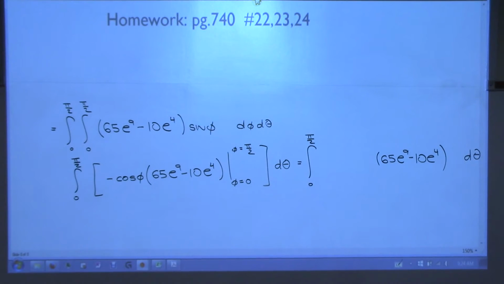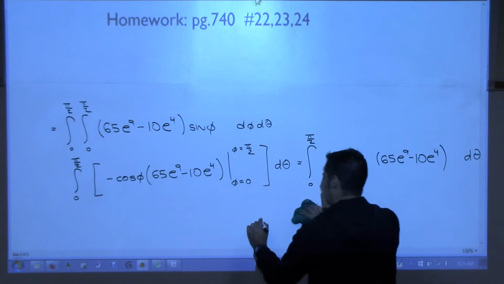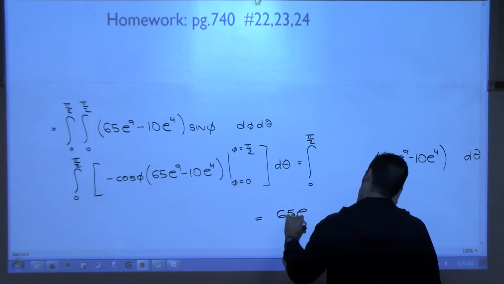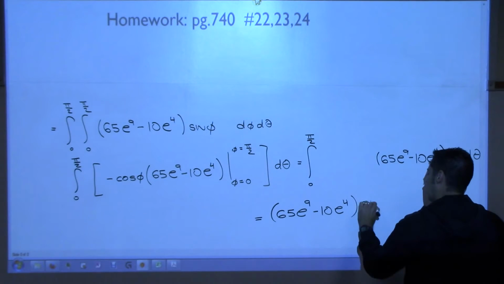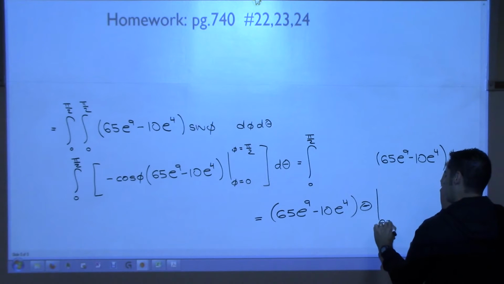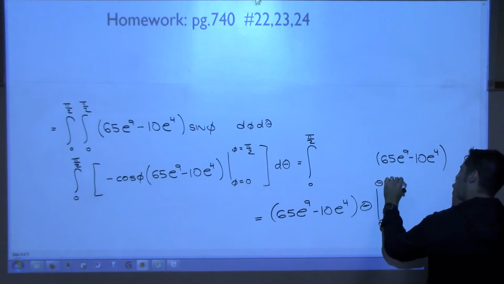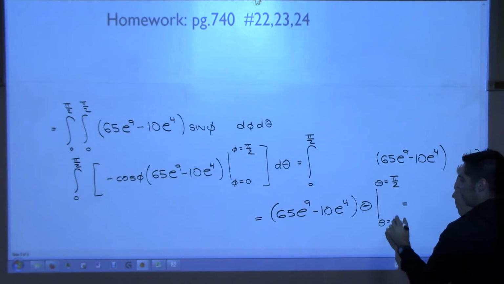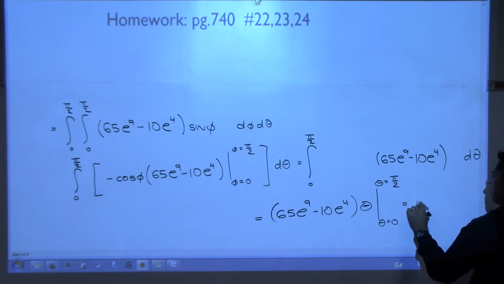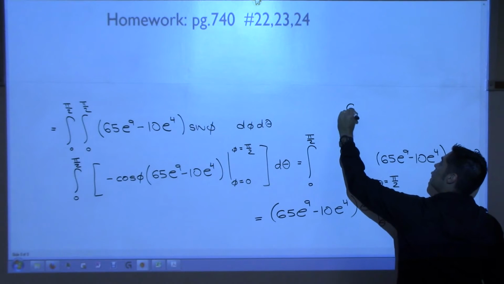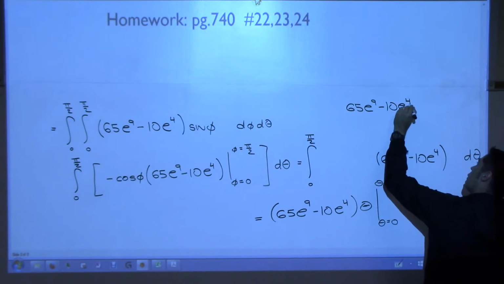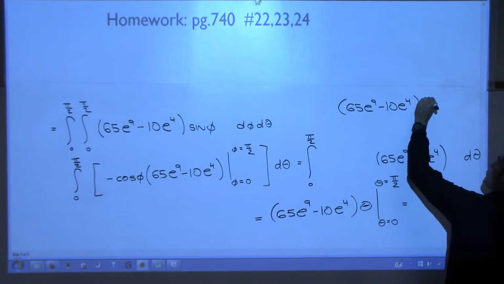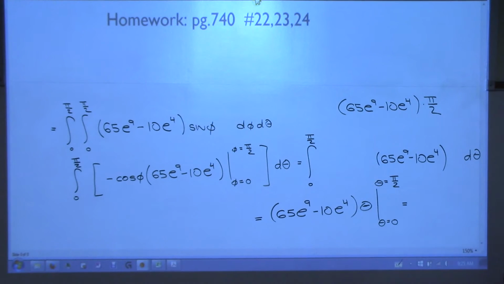this. And you're integrating it, that's a constant, right? So you're integrating a constant with respect to theta. We should just get that number, 65 e to the 9th minus 10 e to the 4th, times theta, that's the antiderivative of that, from theta equals 0 to pi over 2. And of course, when we plug in 0, we don't get anything, but when I plug in pi over 2, it's all of this times pi over 2. So the answer should be 65 e to the 9th minus 10 e to the 4th, all of that times pi over 2. And that should be it.